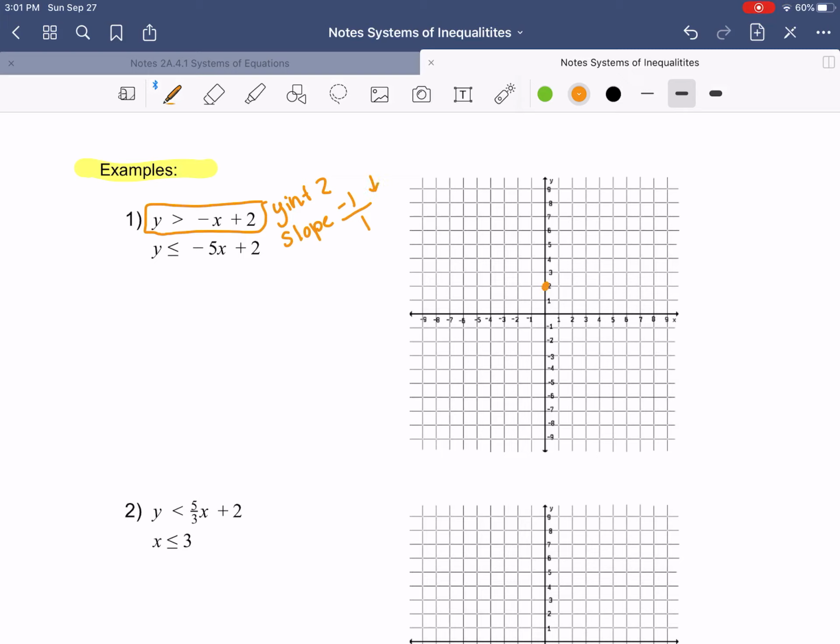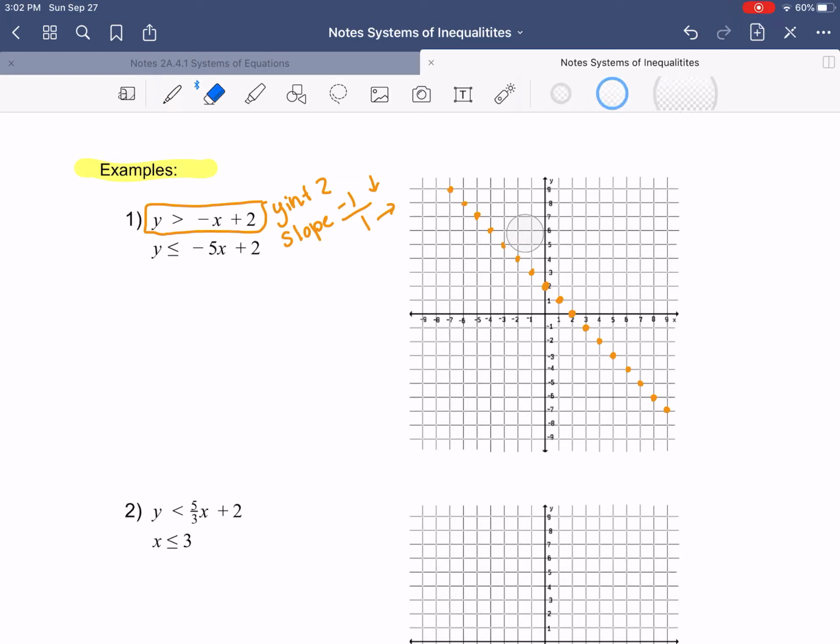That means I go down 1, right 1. So down 1, right 1, down 1, right 1, down 1, right 1. And I just keep going basically till I end on my graph. And then you could also go the other direction. Instead of down and right, you could go the opposite and go up 1, left 1, up 1, left 1. And it still continues on the same exact line. I guess you don't have to go the whole entire graph, but normally I do.